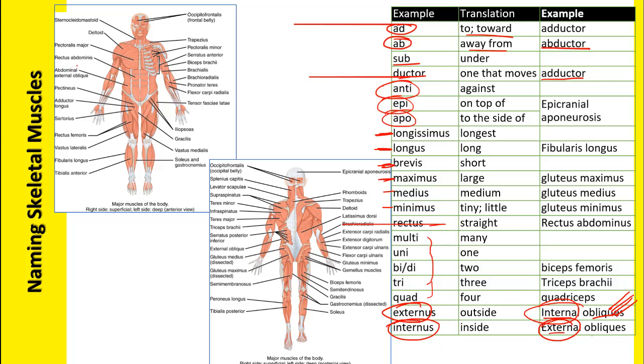So over here, you've got the external obliques, and then you've got rectus abdominis. Again, rectus means straight. Abdominis refers to the abdominal area. So you know exactly from the name where it's located, for a lot of different muscles.